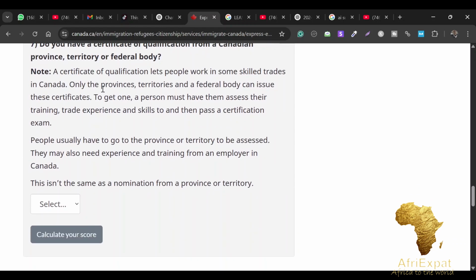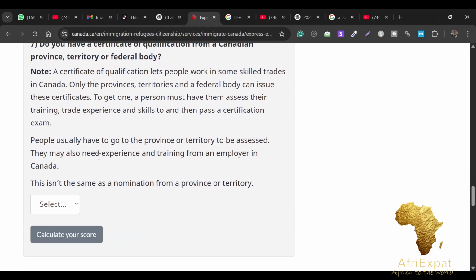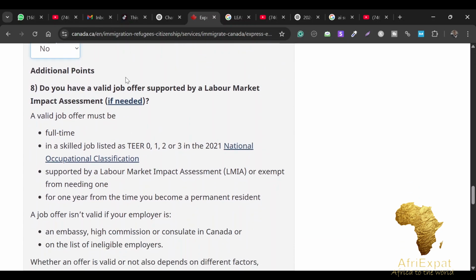Okay, so the other question is question number 7. Do you have a certificate of qualification from a Canadian province, territory, or federal body? This applies to people that are already in Canada or people that have studied in Canada. So if you have not studied in Canada, you will choose no here. Okay, so it's also asking you for additional points. Do you have a valid job offer?